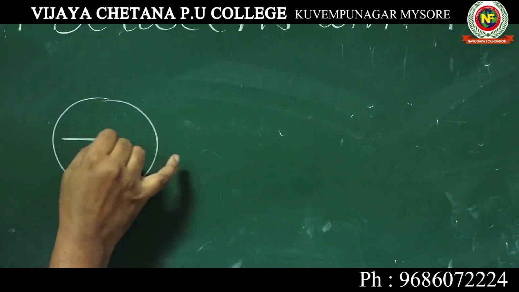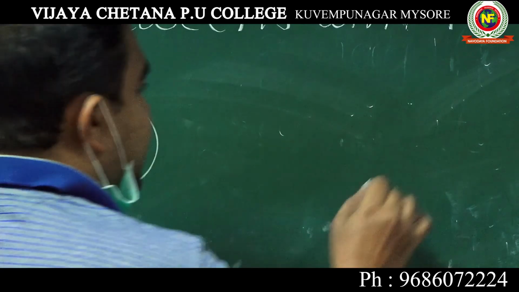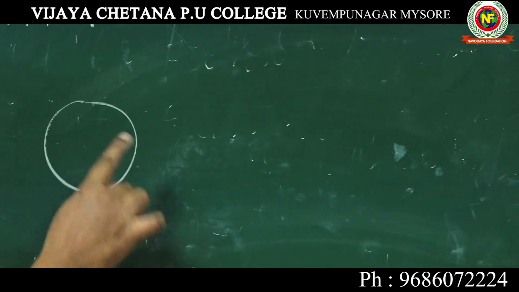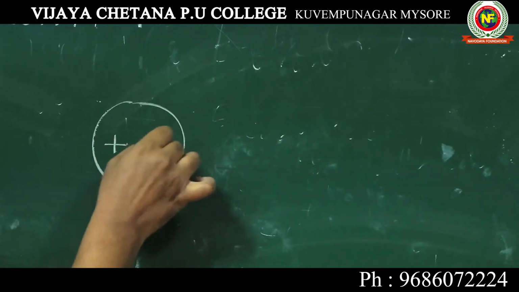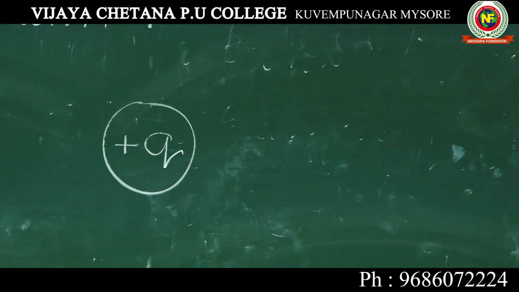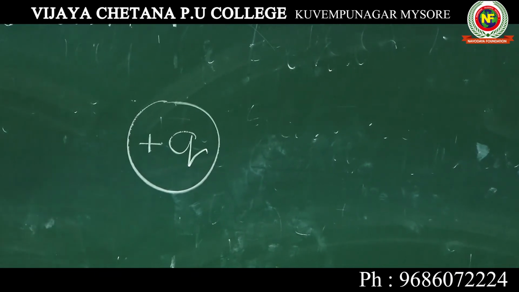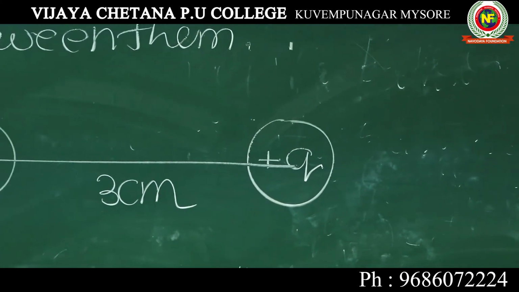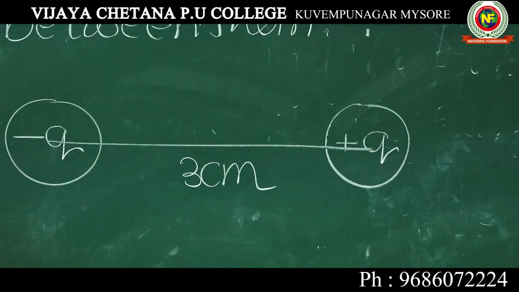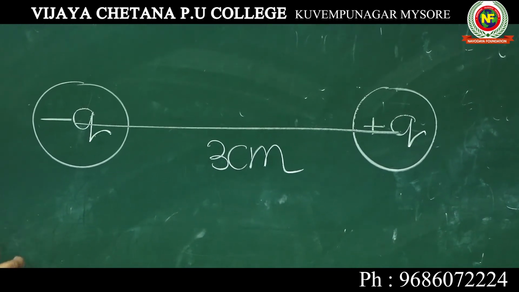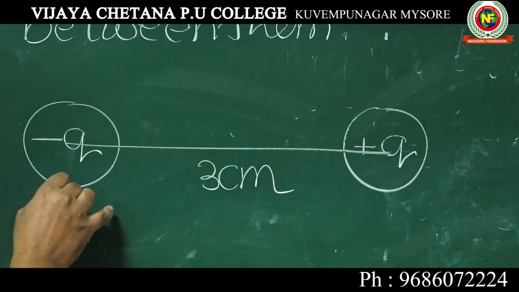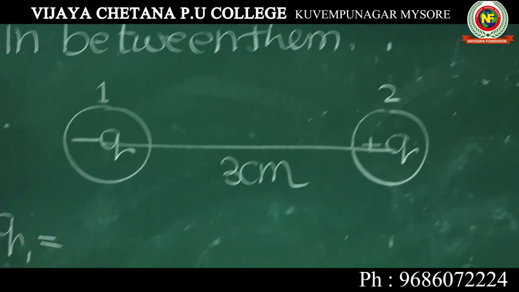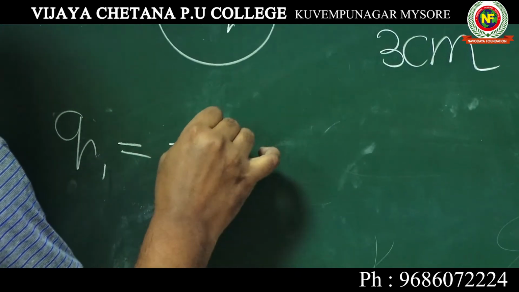So that is negative Q. And there is another body from which they have removed the electrons. When you remove the electron, it will gain positive charge. These two have been separated by a distance of 3 centimeters. Okay. Now first calculate the negative charge magnitude and positive charge magnitude. So charge on 1, I call this as sphere 1 and this as sphere 2. Charge on 1 is negative charge due to 100 electrons.